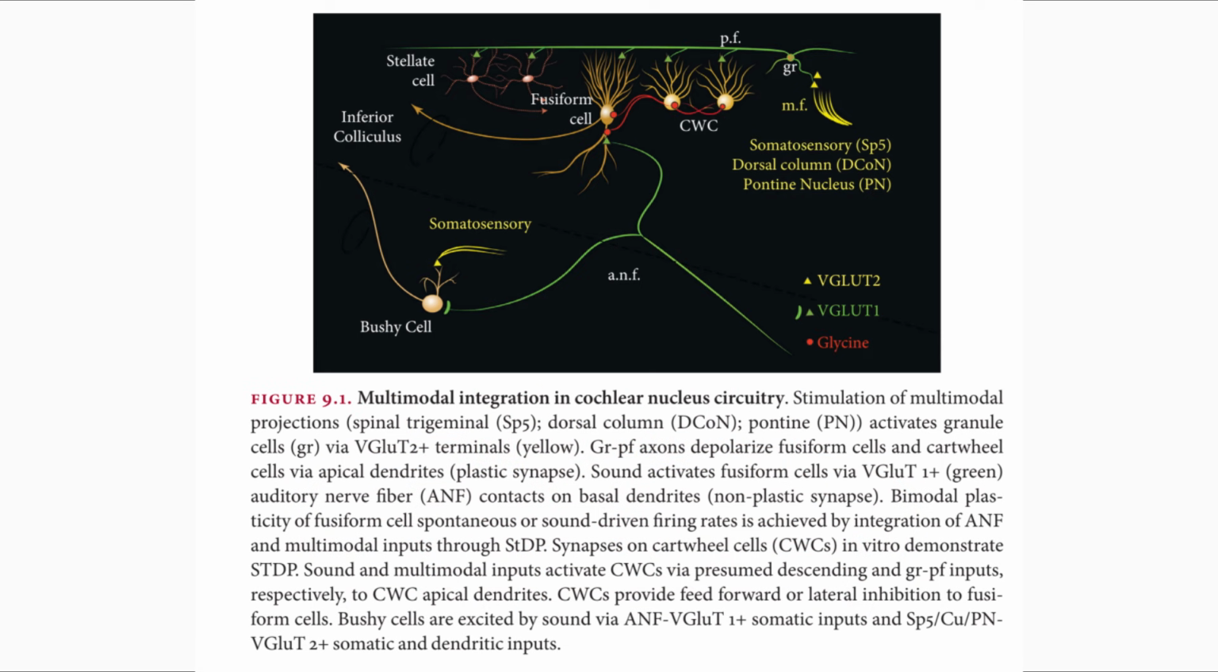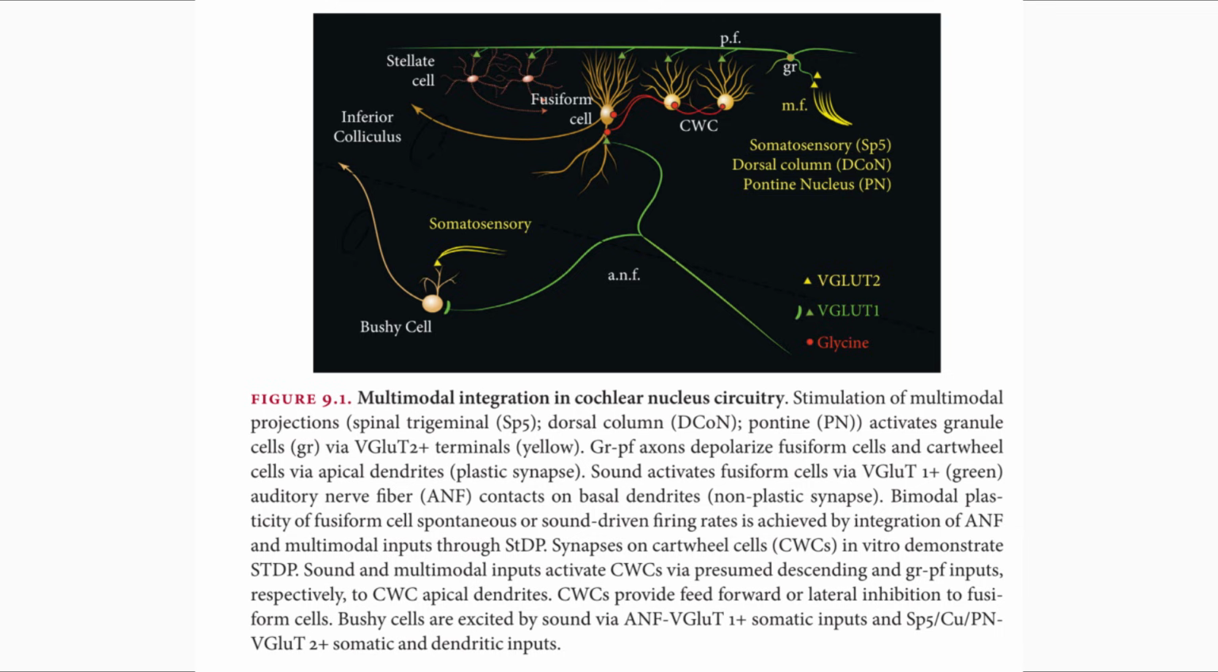But in the context of tinnitus, we know, thanks to Susan Shore's research, that plasticity is exhibited in the SP5 to DCN synapses, or the parallel fibers, which are long extended axons that come from the granule cells from the somatosensory pathway, and the apical dendrites of the fusiform and cartwheel cells of the dorsal cochlear nucleus.